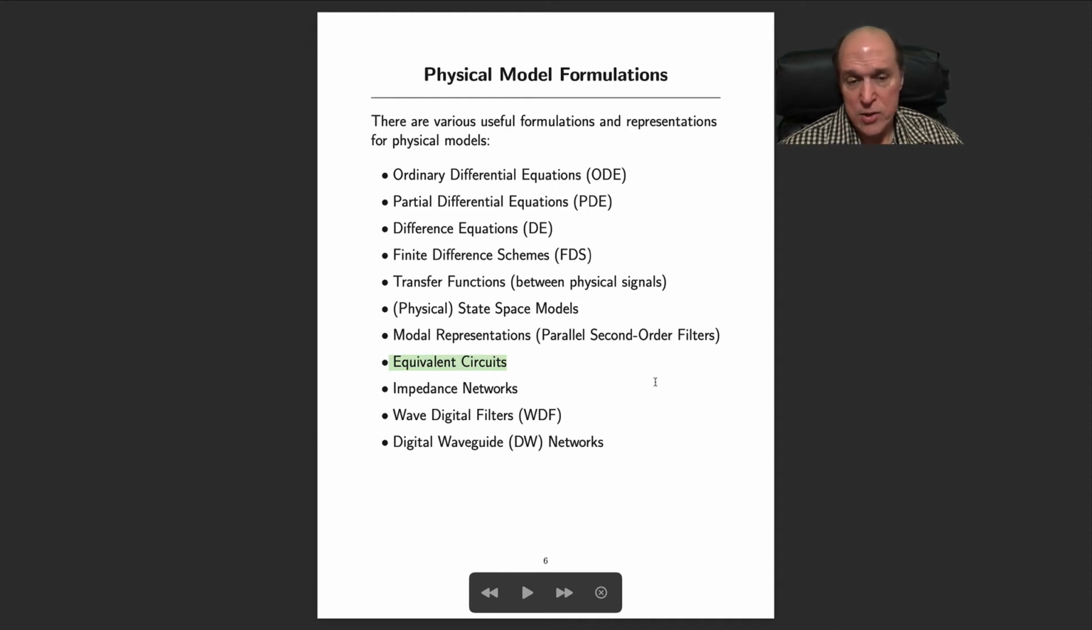And a good way to digitize a lot of systems is to first get the equivalent circuit and then digitize that circuit, because there are very nice systematic methods for digitizing circuits, specifically things like the wave digital filter digitization of circuits. Impedance networks are also valuable, and I probably don't have time to get into them, but I just wanted to put it down here because I think it's an important representation, and it's used for circuit analysis.